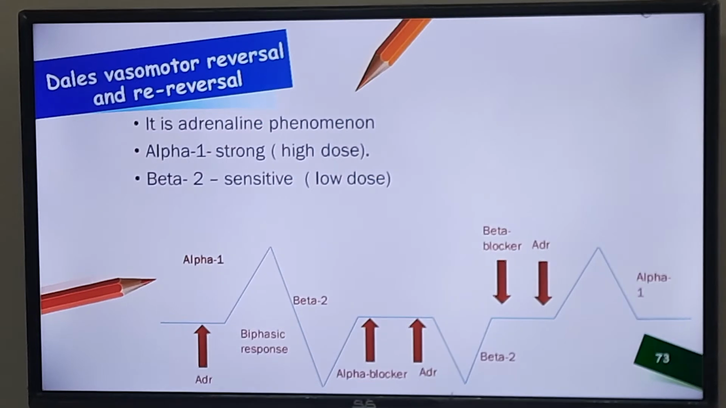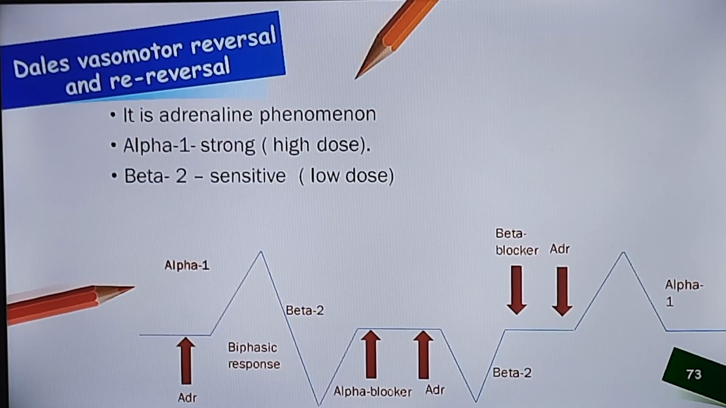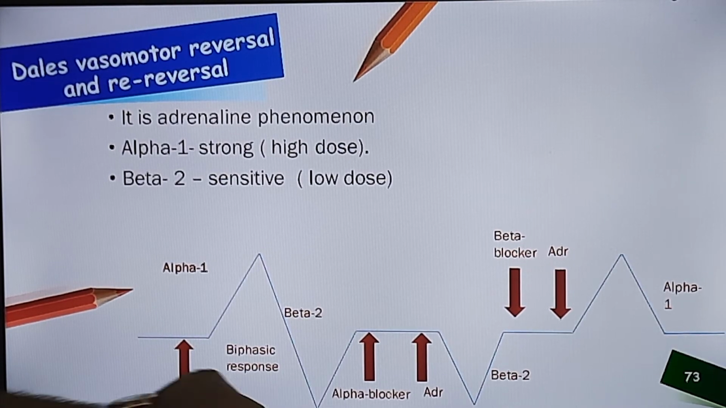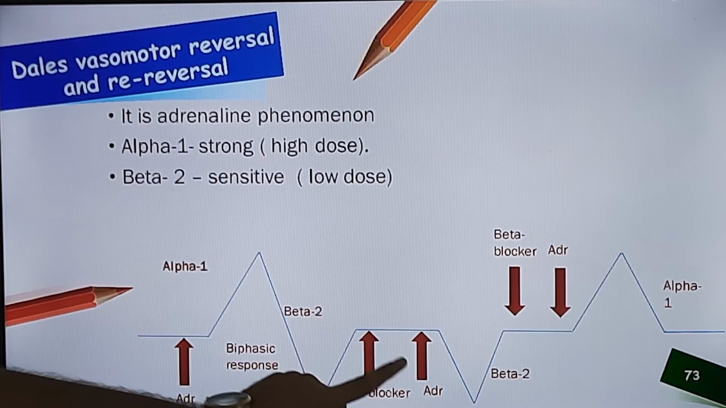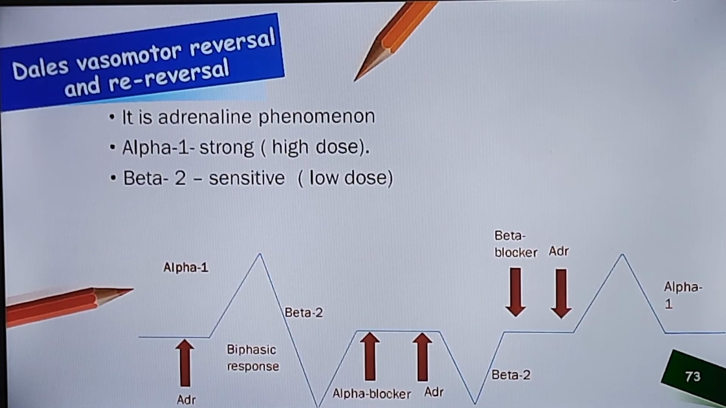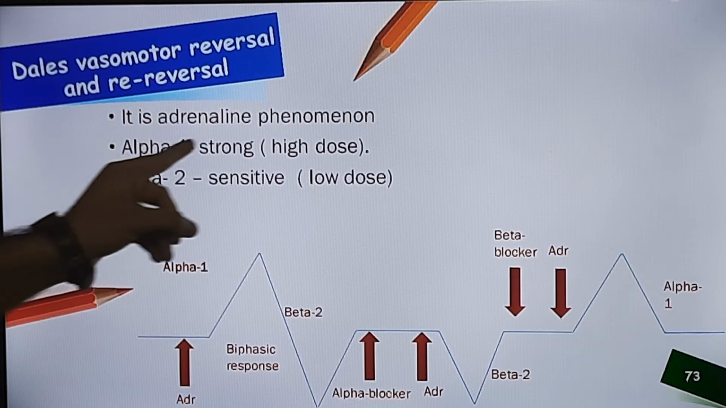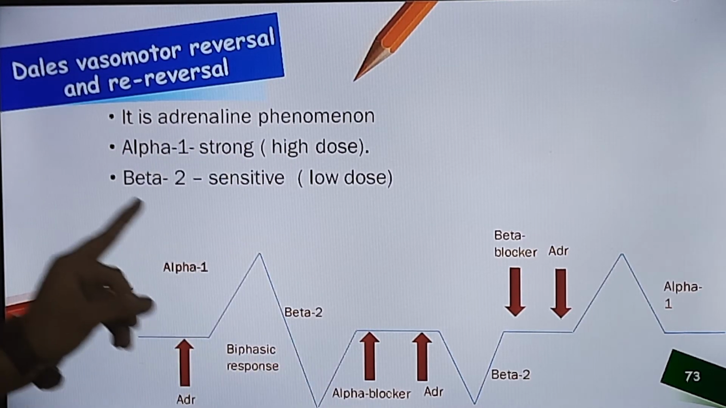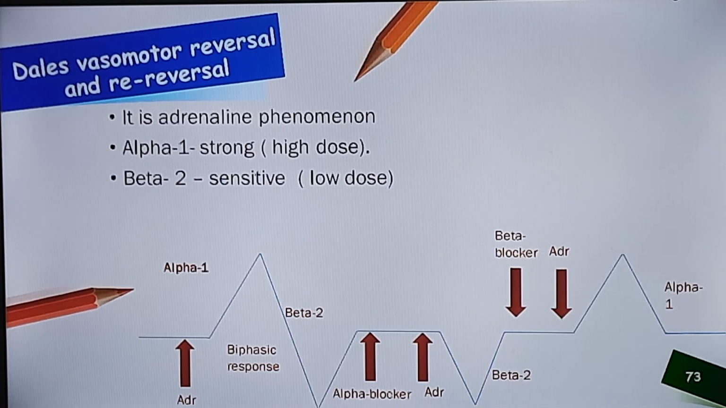क्या ये Dale's vasomotor reversal है? The answer is no. Now let's do one thing. हम alpha blocker देते हैं, and after giving alpha blocker, we will give adrenaline. तो क्या होगा? This particular adrenaline will not work on our alpha-1 adrenergic receptor. Why? क्योंकि alpha blocker दिया है. Alpha blocker will block this particular adrenergic receptor.